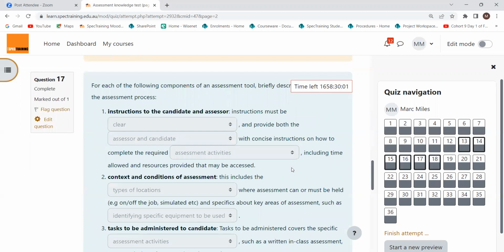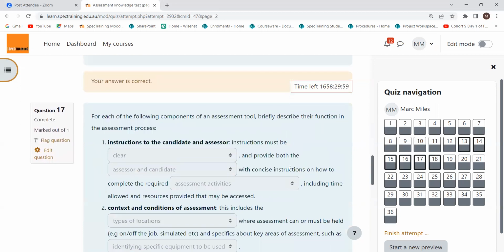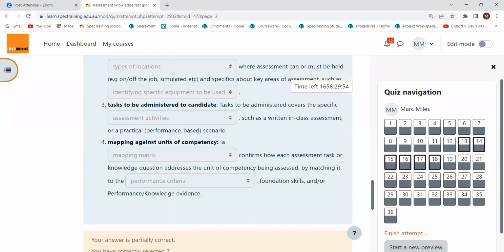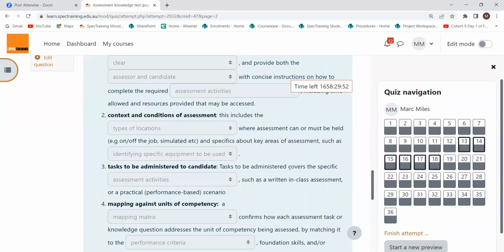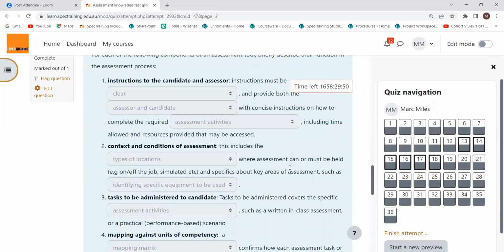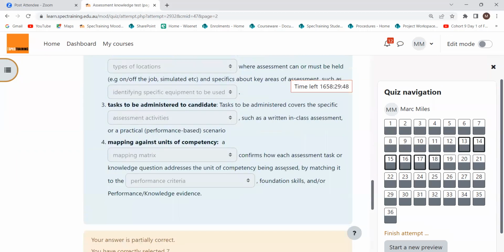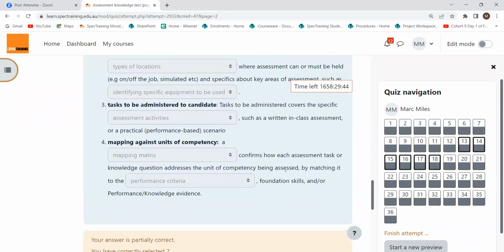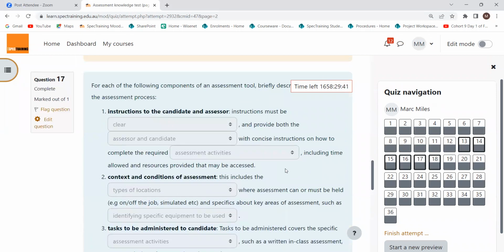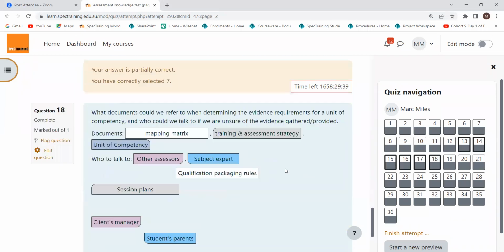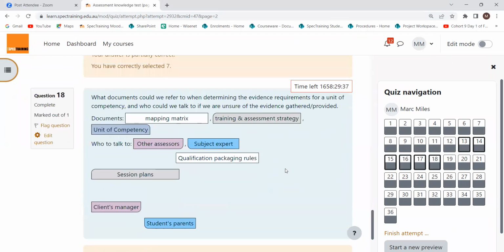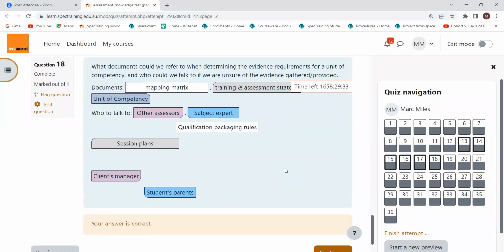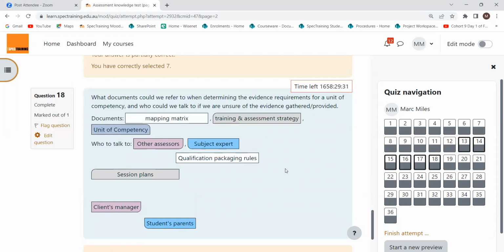Question 17. For each of the following components of an assessment tool, briefly describe their functions in the assessment process. Okay. Bit of support there. But the answer is partially correct. Partially correct. So you're going to need to work out what's wrong and be able to fix that up there. Okay, so see how you go with question 17. Question 18, it's correct. So let's see what prompters that we have on the screen there.